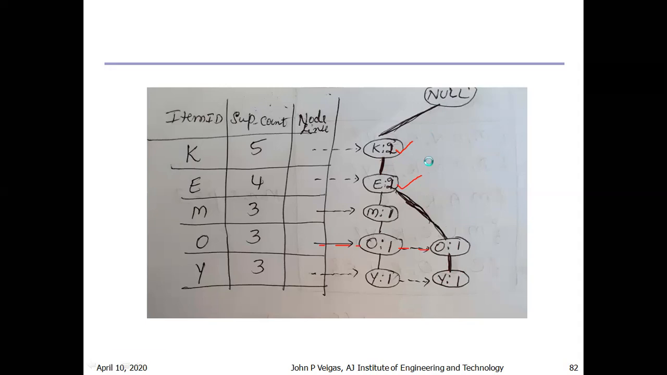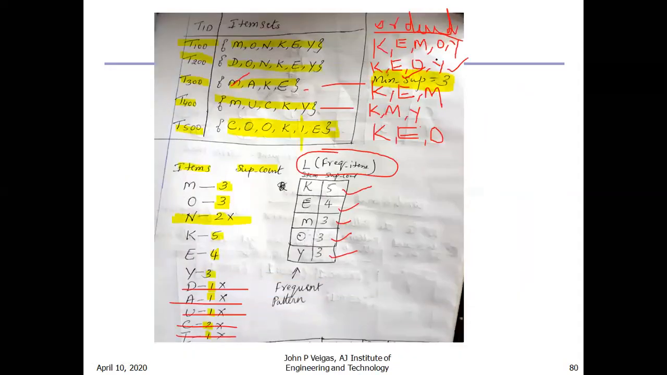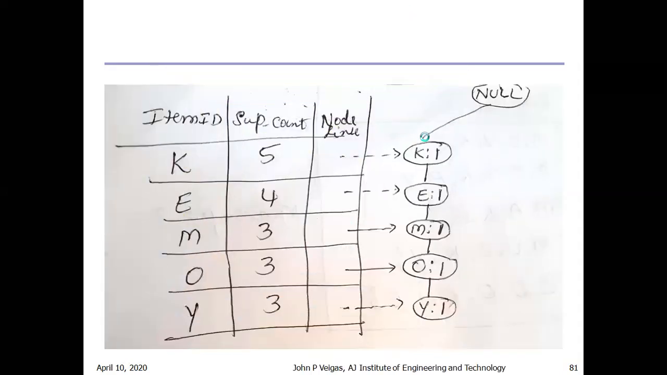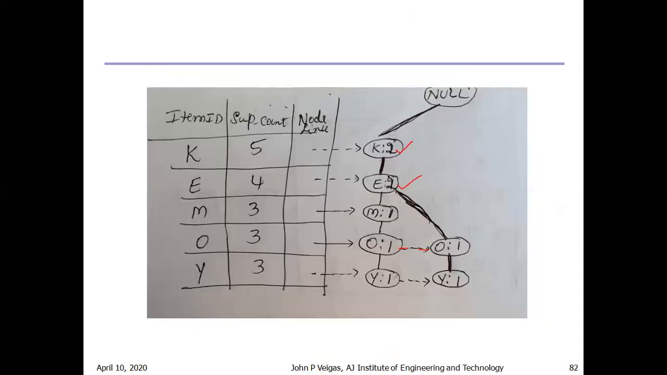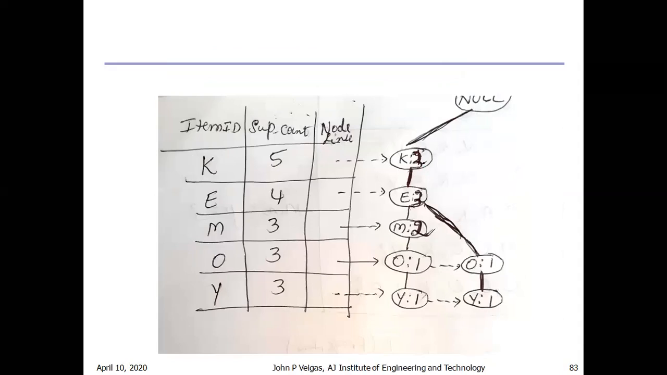So the next ordered item set is KEM. So now how to write? K, increase the value to 3. E, 3. So M is increased by 1. Earlier it was 1. Now it has become 2. KEM. M has become 2. I hope it is clear.